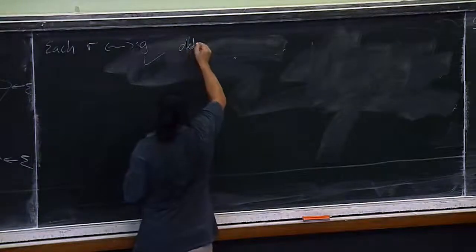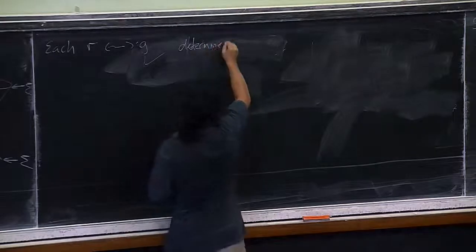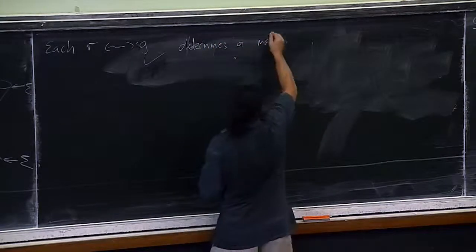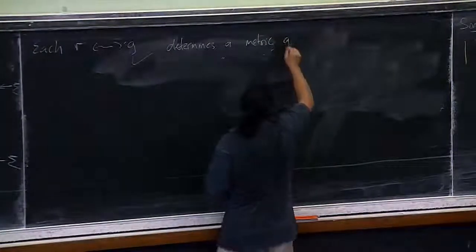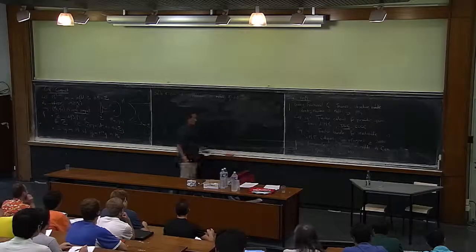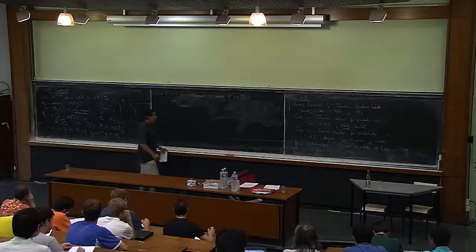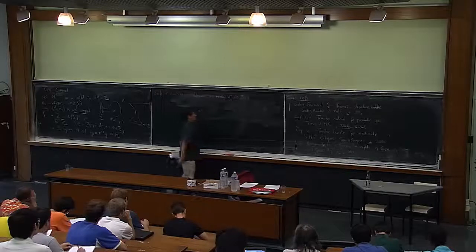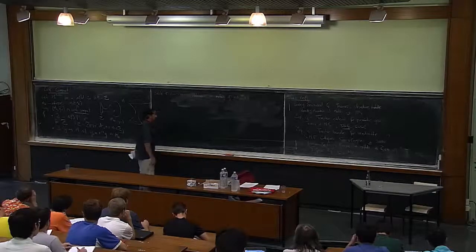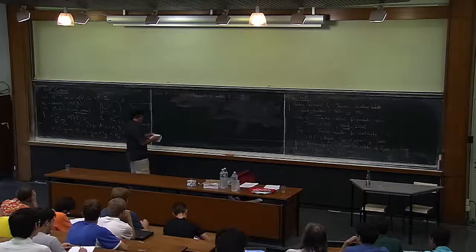And now G determines a metric that I'll call G bar on sigma. Okay, so just by restriction, it's the first fundamental form, if you like. So along sigma, you restrict G to tangent vectors, and you get G bar.